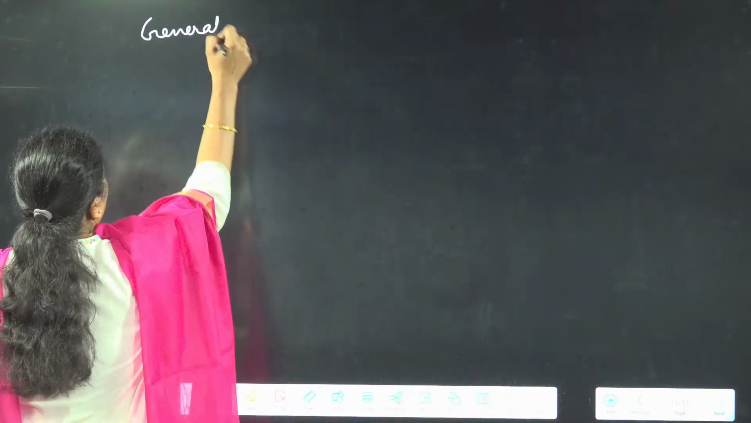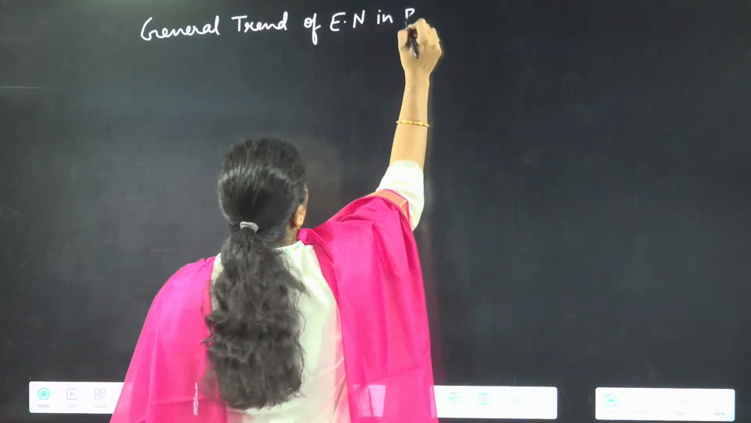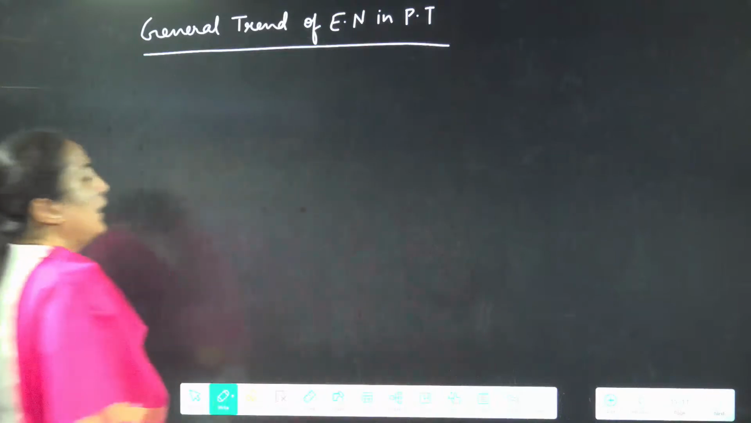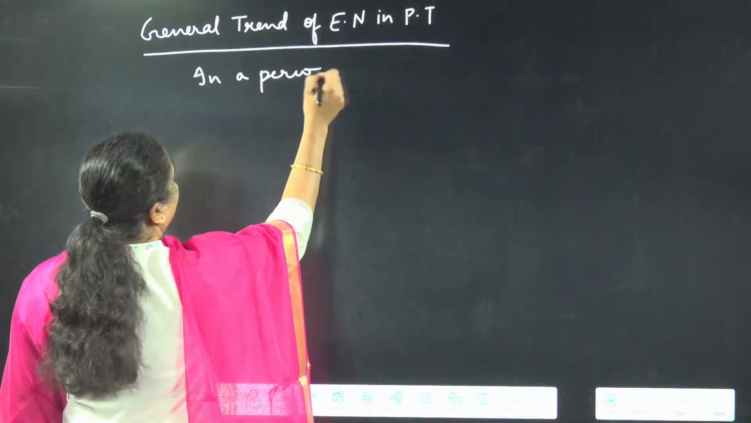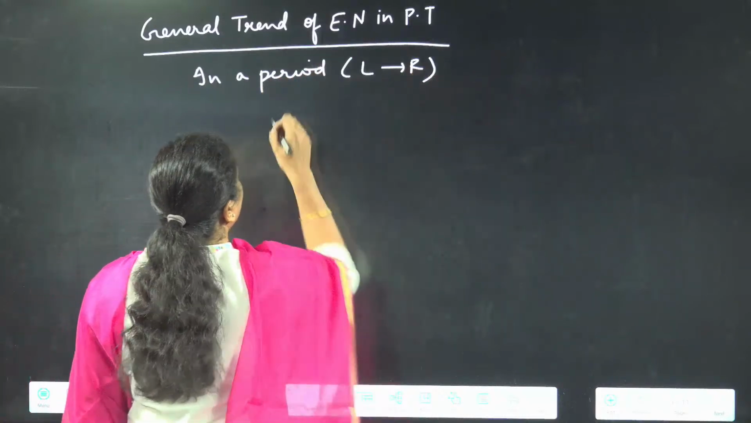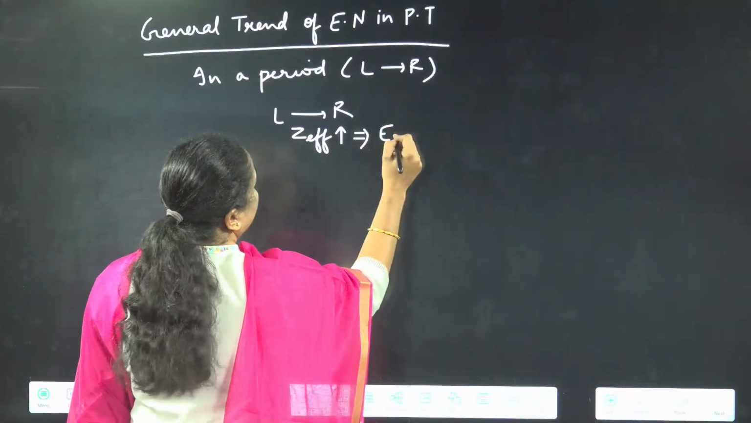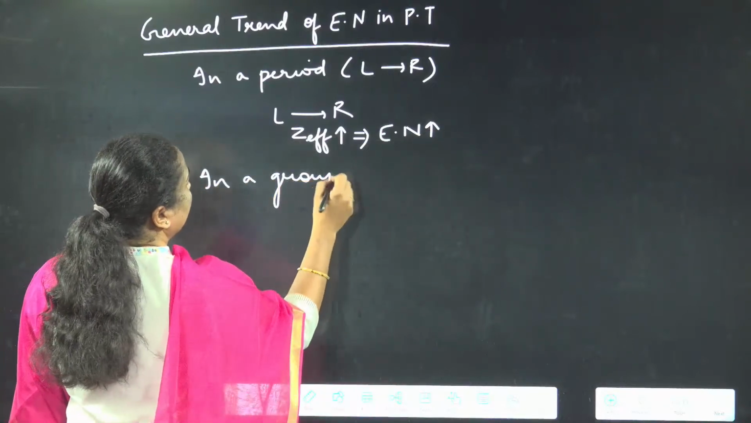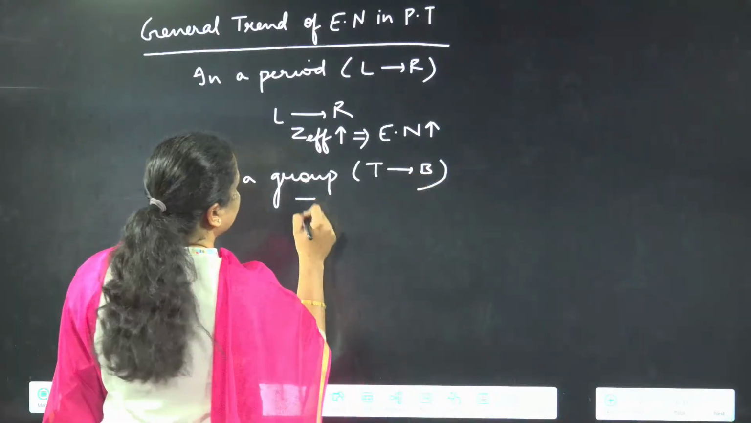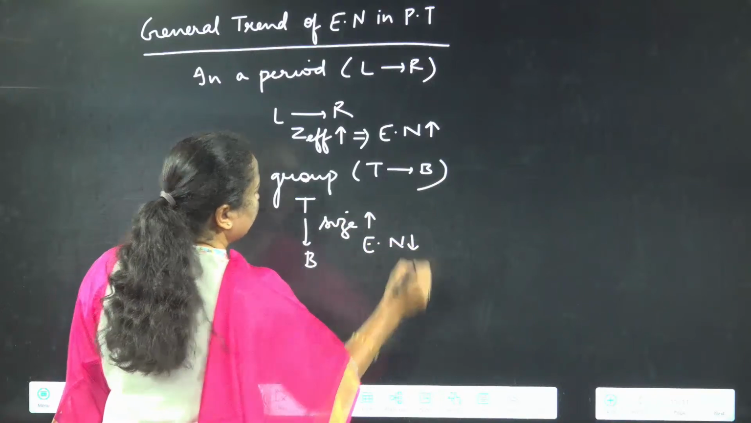Okay. Now let us write down about the general trend of electronegativity in the periodic table. When we talk about the general trend in a period, when you move from left to right, what happens? Z effective increases, and if that increases, what is going to happen? Electronegativity is going to increase. In a group, top to bottom, size increases in general, and we say that the electronegativity decreases.